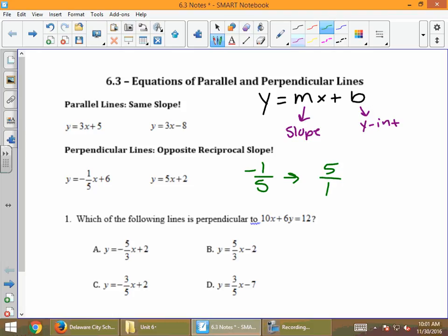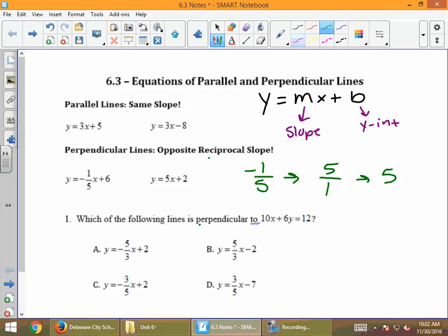Okay? So reciprocal means you flip that fraction. Opposite means they have opposite signs. So this is negative. This new sign is going to be what? Positive. And when we reduce this down, 5 over 1 reduces to 5. So if you notice, opposite reciprocals. So these lines are going to be perpendicular. Again, we don't care about the y-intercepts. We just care about the number in front of the x, the slope.